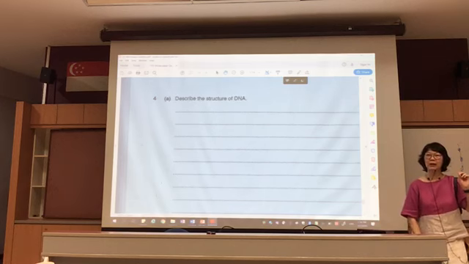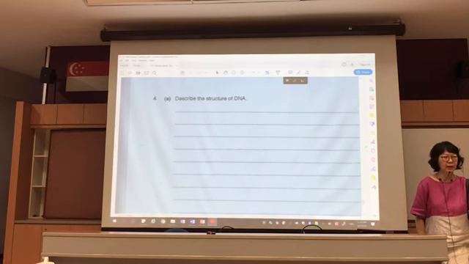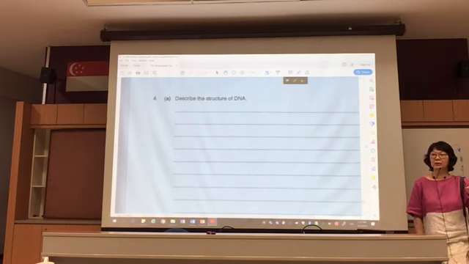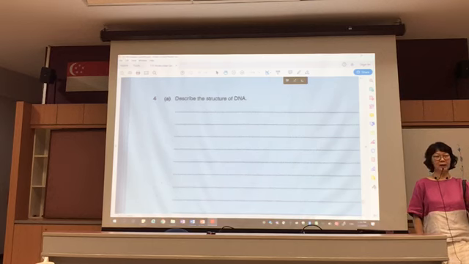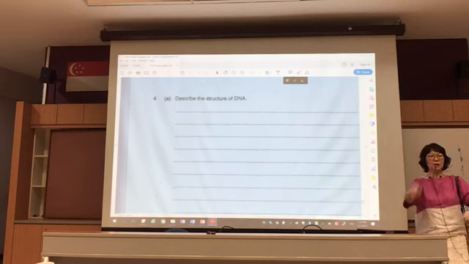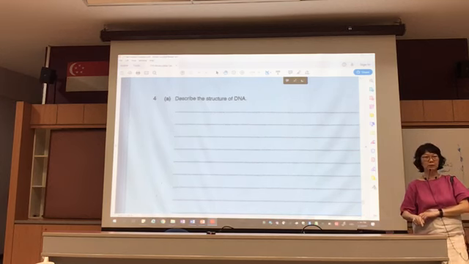Each polynucleotide chain consists of nucleotides, right? So you can talk about the nucleotide is made out of deoxyribose sugar, a phosphate, and a nitrogen-containing base. Then you talk about the bases. There are 4 different bases. Adenine always base pairs with thymine, cytosine always base pairs with guanine. And the 2 strands are linked by complementary base pairing and twisted into a double helix.